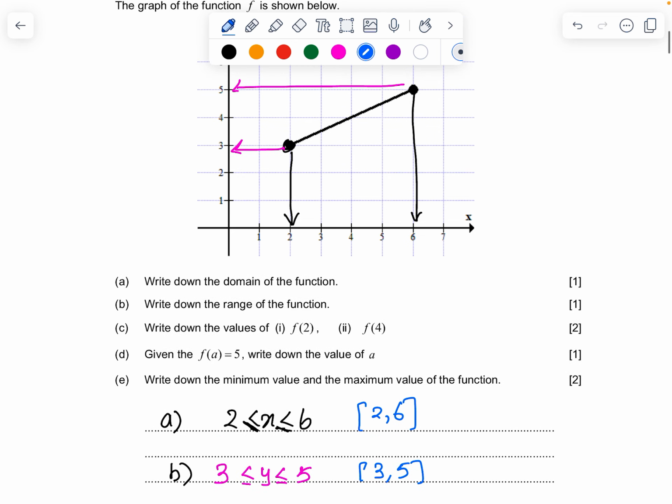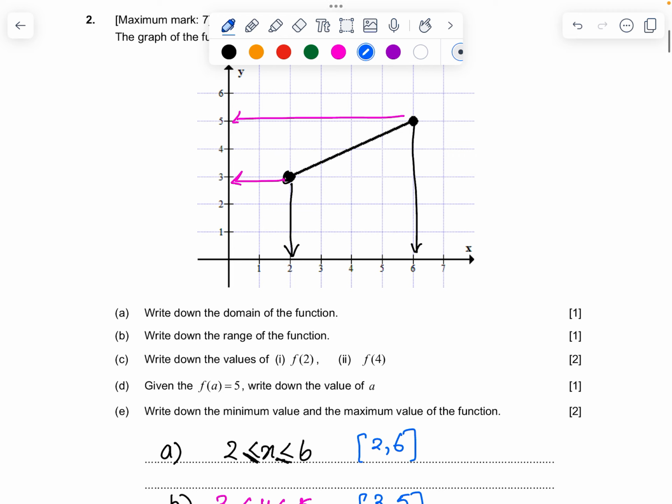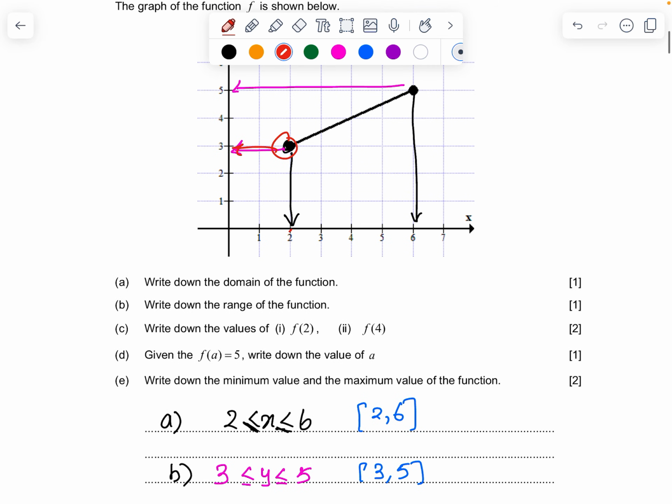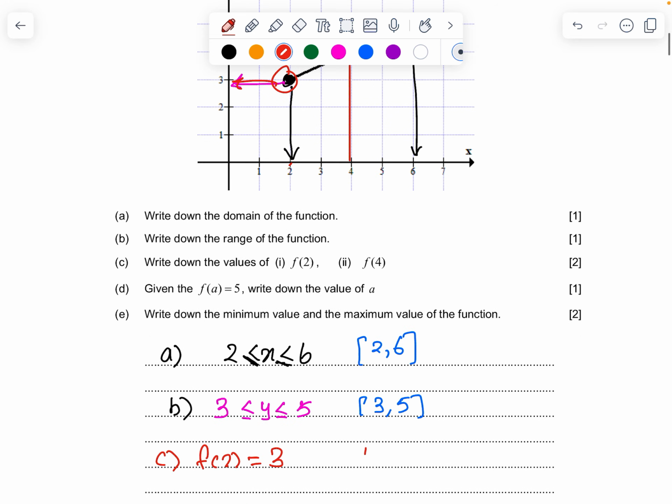Write down the values of f of 2 and f of 4. F of 2 equals 3. Then f of 4. When it is 4, what is the y value? The y value is going to be 4. So f of 4 equals 4.